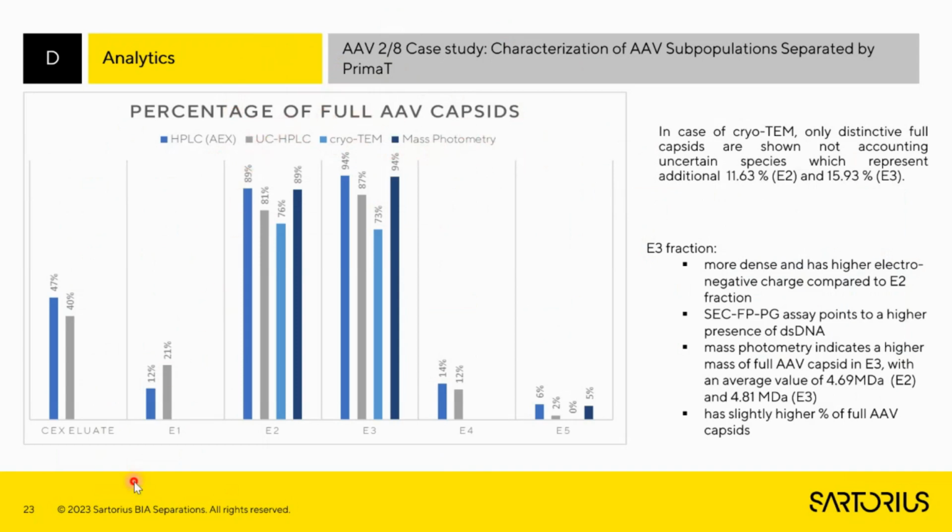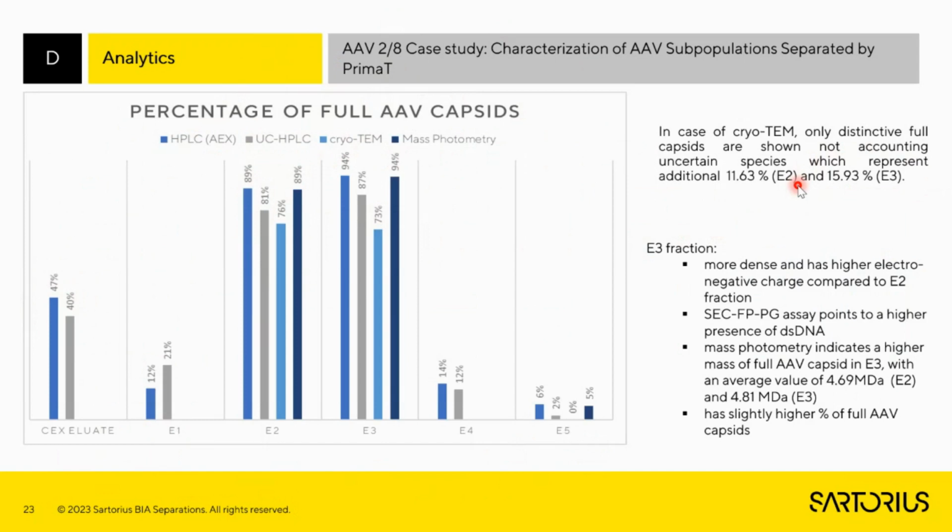And we do see that in E1, E4, and E5, because they are mainly composed of empty capsids, we don't see any enrichment. So we started with 40 or 50%, depending on the analytic. But if we look at E2 and E3, we see a high percentage of enrichment, around 90%, with the exception of cryo-TEM, where we see 76 and 73. But here I also added a note that cryo-TEM usually gives you a readout of three different parameters.